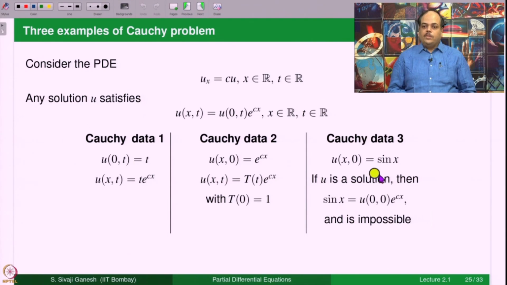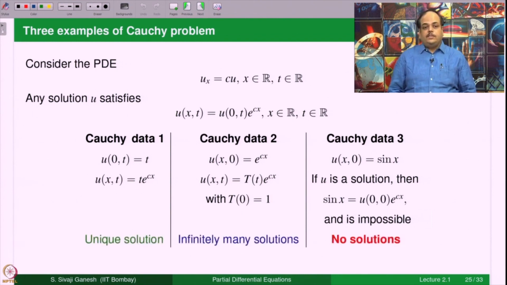Here if u is a solution, then what is expected is sin x must be a multiple of e power cx. That is impossible, because sin x and e power cx are always linearly independent as functions on any interval that you consider. So, the message is that for Cauchy data 1 we have a unique solution, for Cauchy data 2 infinitely many solutions, and for Cauchy data 3 there are no solutions. So, 3 possibilities have been exhibited here.